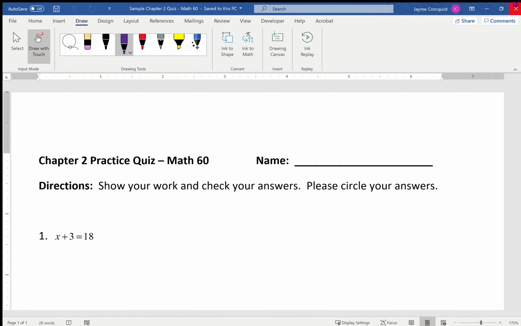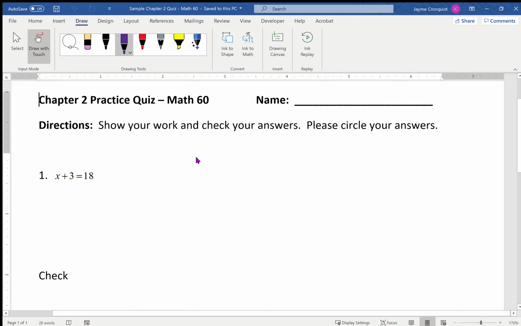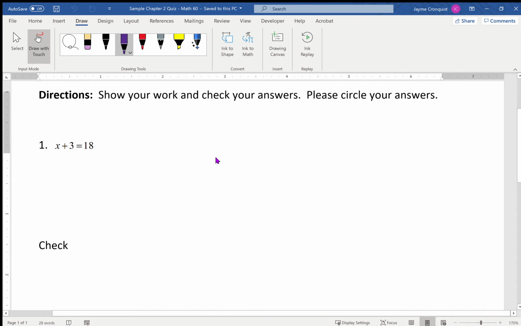This is the practice quiz for Math 60. It's not too difficult. All right, you do need to show your work. You do need to check your answers. This is part of the quiz, and it will be graded.